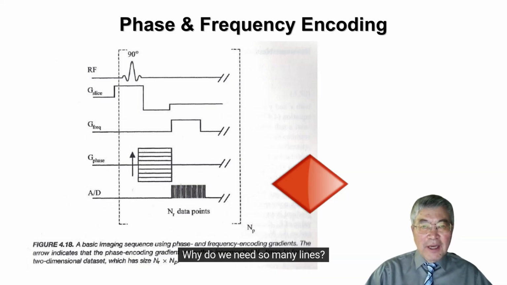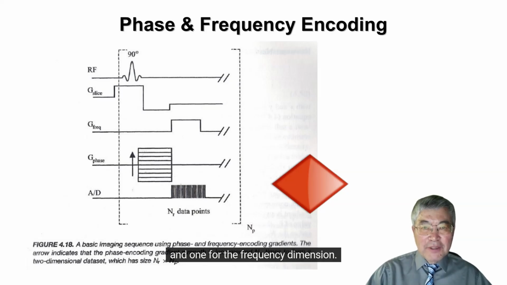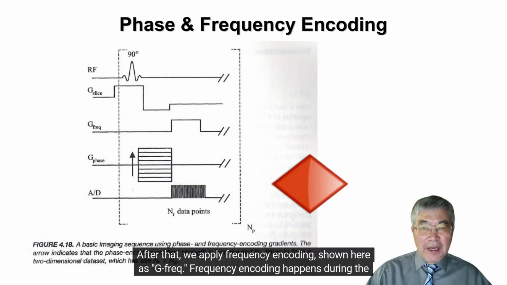Why do we need so many lines? The reason is the Fourier transformation. To fully reconstruct an image, we need information along 2 degrees of freedom, one for the phase dimension and one for the frequency dimension. Each phase encoding line is like collecting one row of data in Fourier space, which we call K-space. After that, we apply frequency encoding, shown here as G-freq.